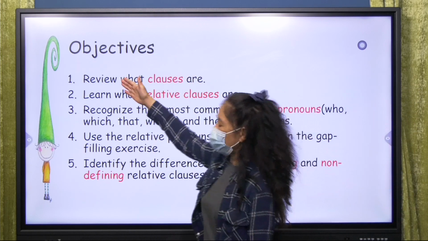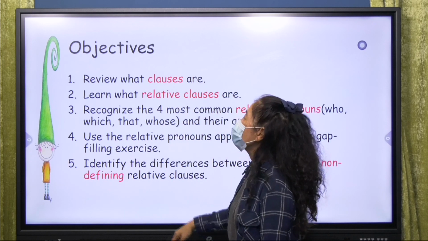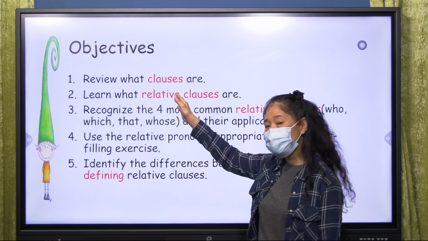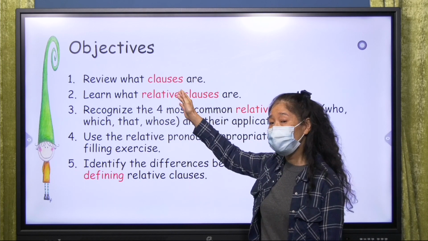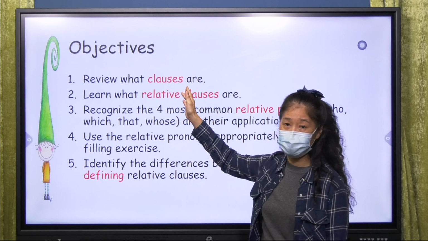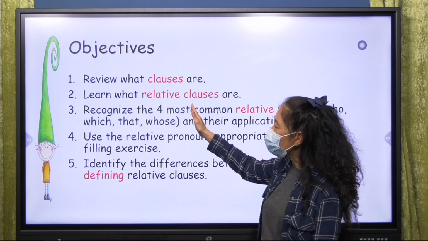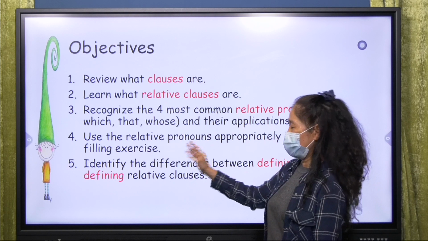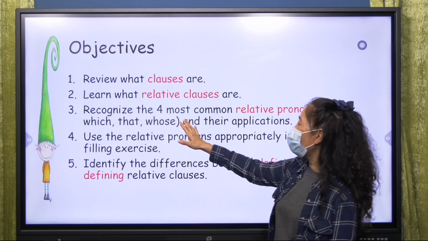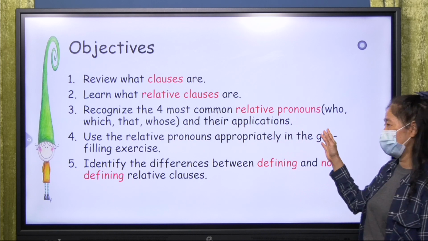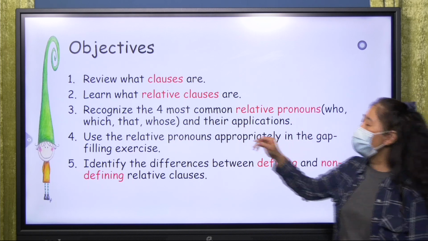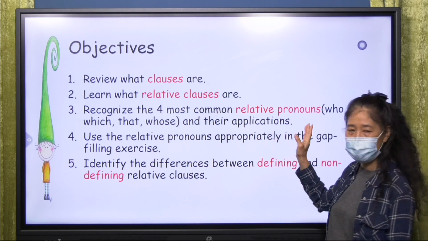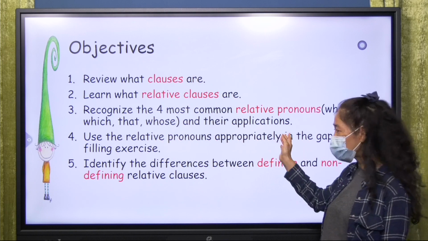Now today, we are going to do these 5 things, okay? Number 1, we will have a quick look at clauses. You've learned what clauses are before, especially in 3B. Do you still remember? Number 2, we will learn what relative clauses are today. And number 3, try to recognize the 4 most common relative pronouns. What are they? They are who, which, that, and whose. So these are the 4 most common relative pronouns and how to use them.